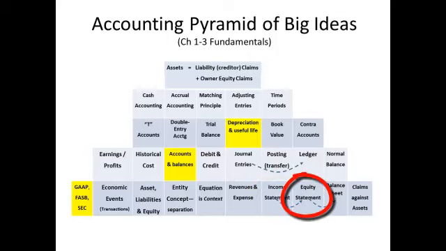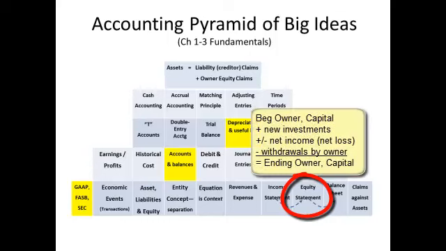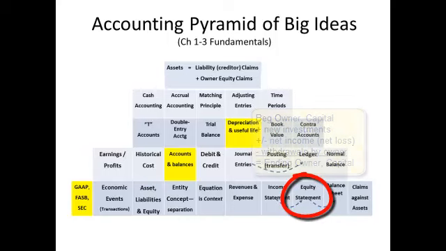Equity statement, the second financial report, very short, explaining why the owner's equity changed over a period of time. Beginning balance of owner's equity, adding in new investments by an owner, adding in net income, one bottom line number from the income statement, and deducting withdrawals by an owner. That result produces the ending owner capital balance. An activity report developing an ending balance position.